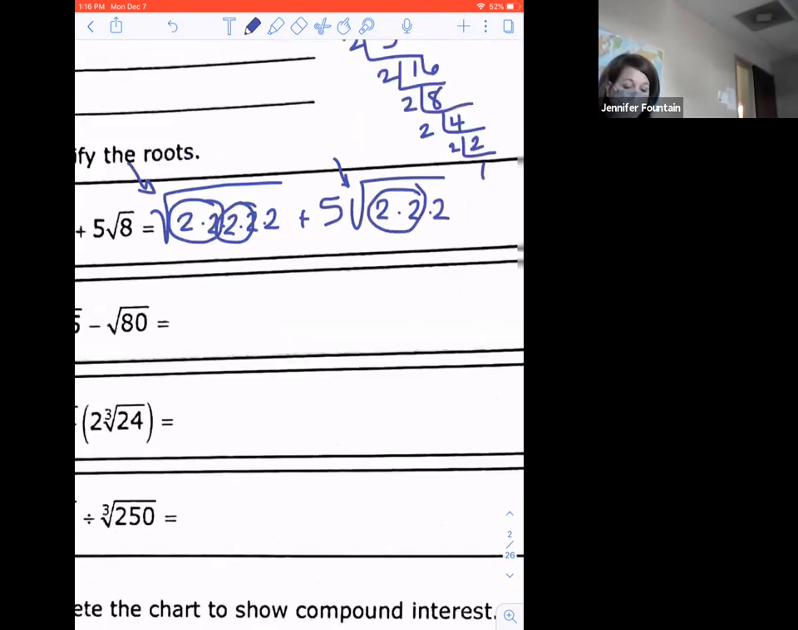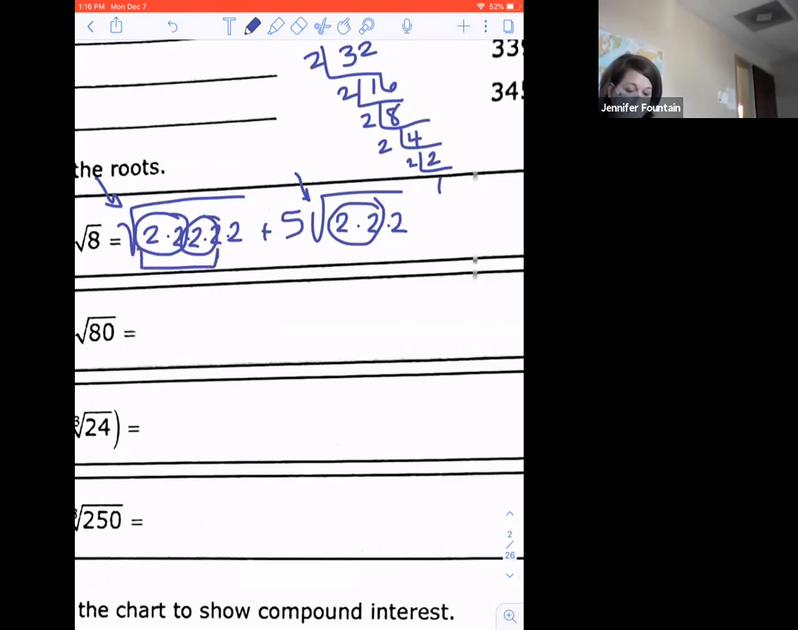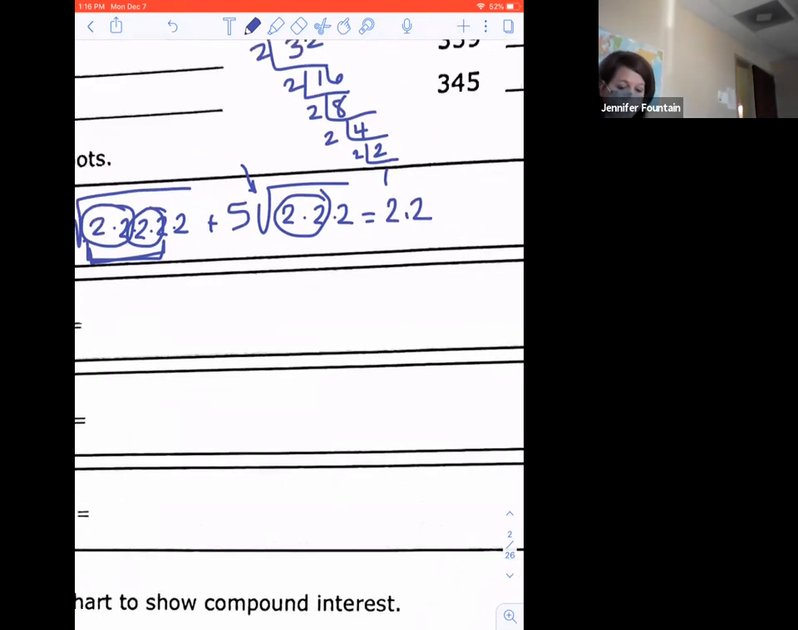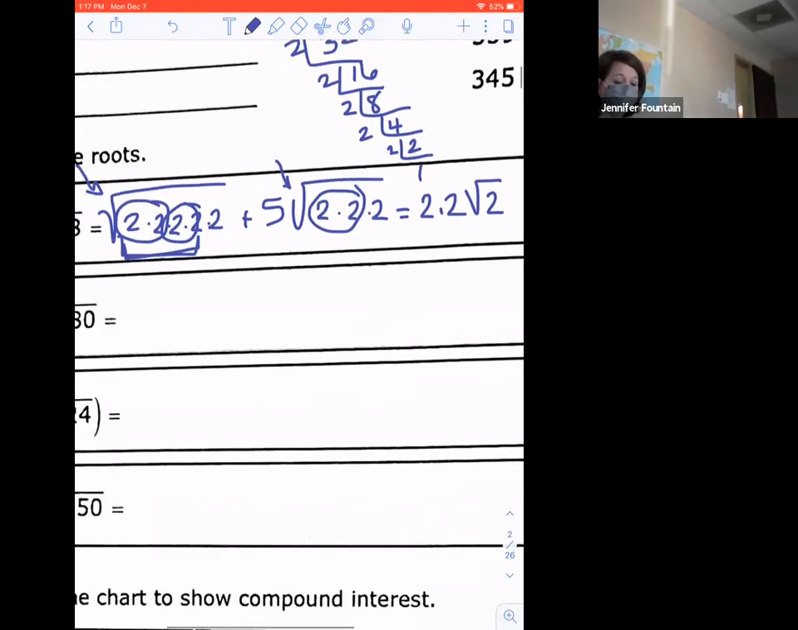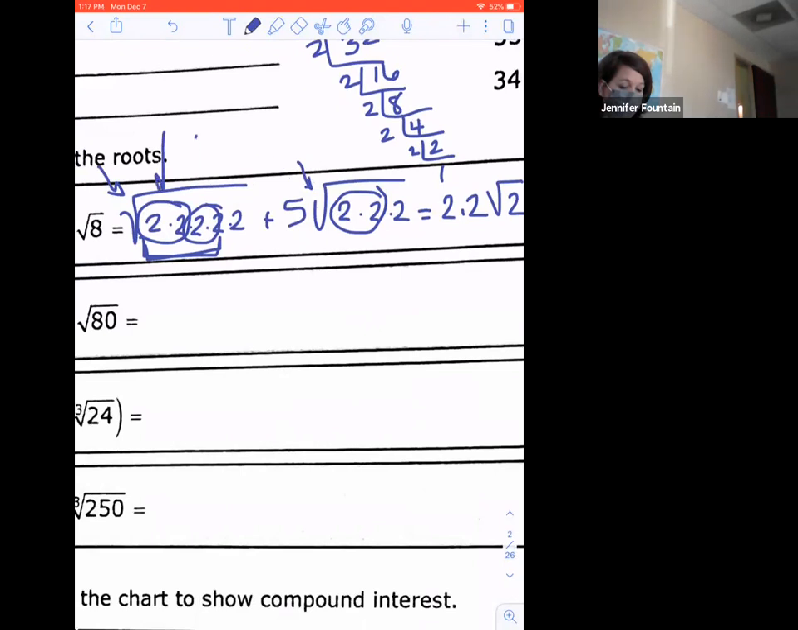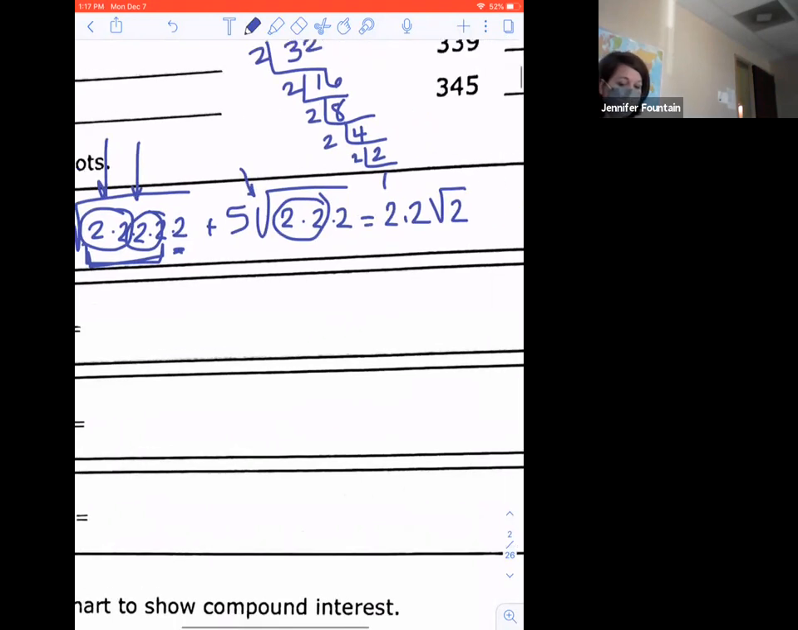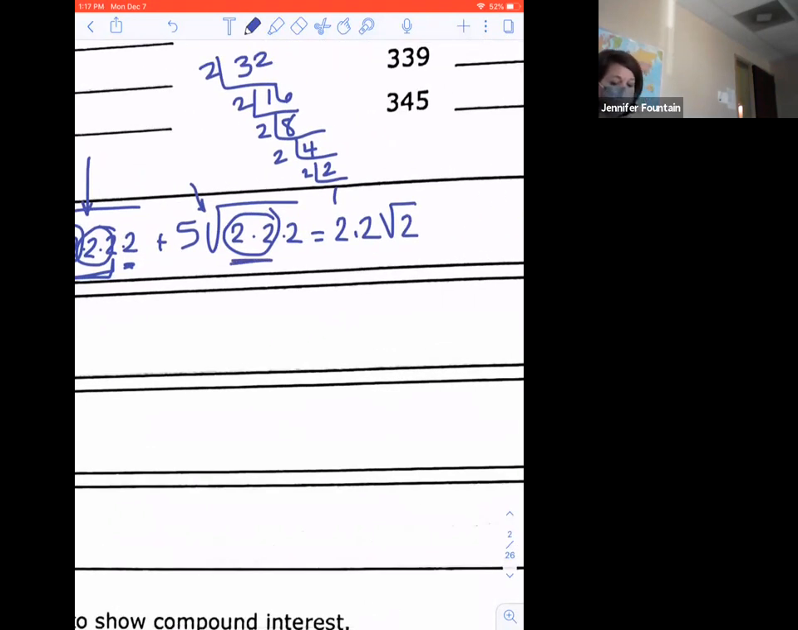So if I pull these 2 sets of 2 out, that means I've got 2 times 2, and what's left underneath my radical? A 2, right? Because he didn't get buddied up. So I've got 2 times 2 times the square root of 2. Each pair came out as a whole number 2. And then my little guy that's left by himself has to stay. Here, I've got a set of 2s that can come out.